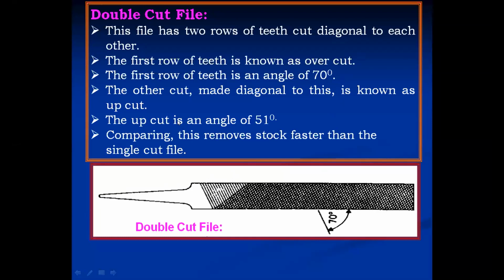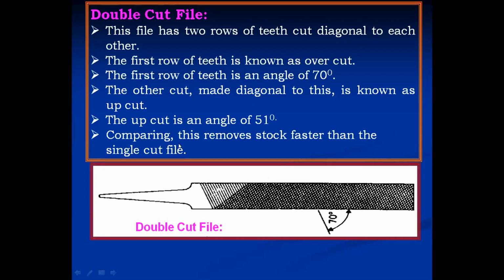And the other cut made diagonal to this is known as an upcut. So, one more row is there. This is a diagonal cut, diagonally made. It's called upcut. The angle of this upcut, from here to here, is 51 degrees.